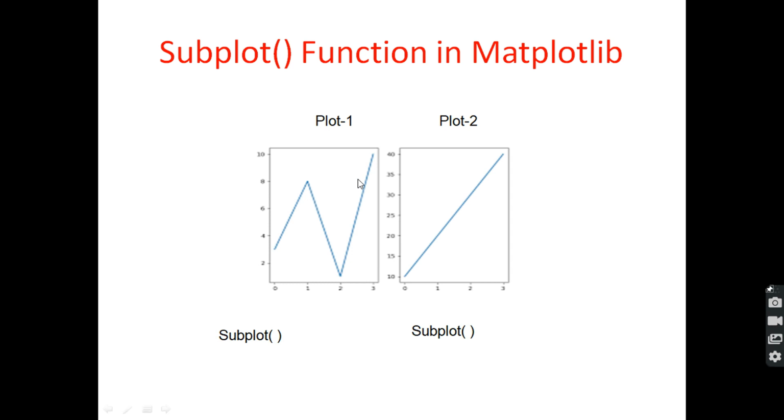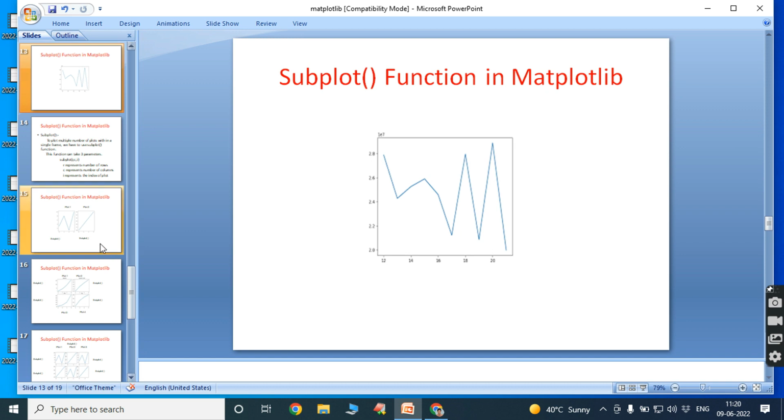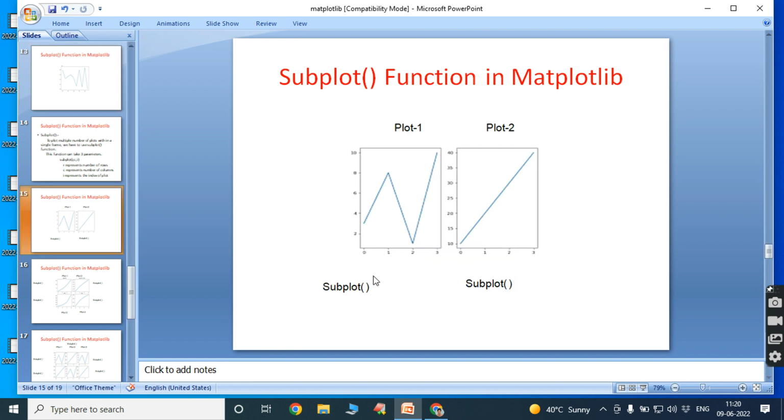Now we can see this frame or figure. How many plots are there? So 2 plots. This is plot 1 and this is plot 2. How to write the subplot function parameters within the subplot? Now we can take this within a single frame. 2 plots are there. This is plot 1 and this is plot 2.